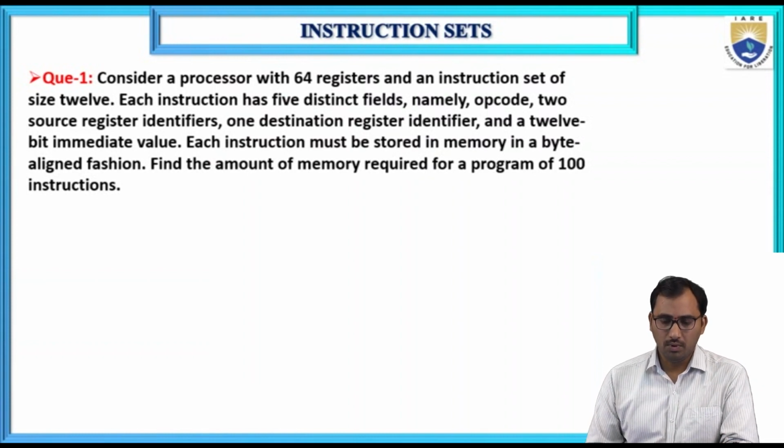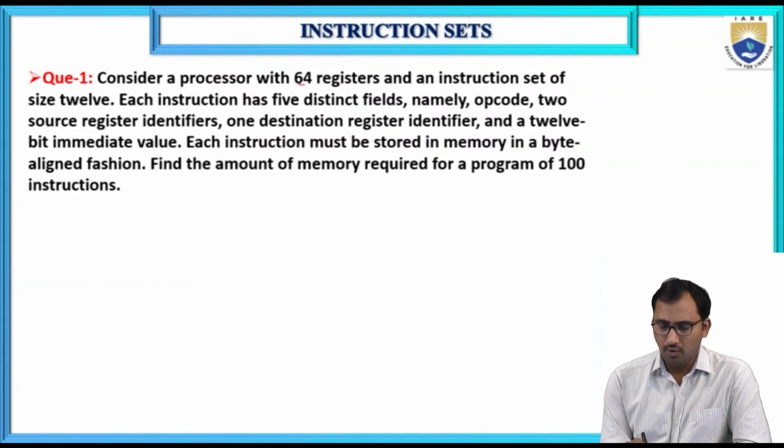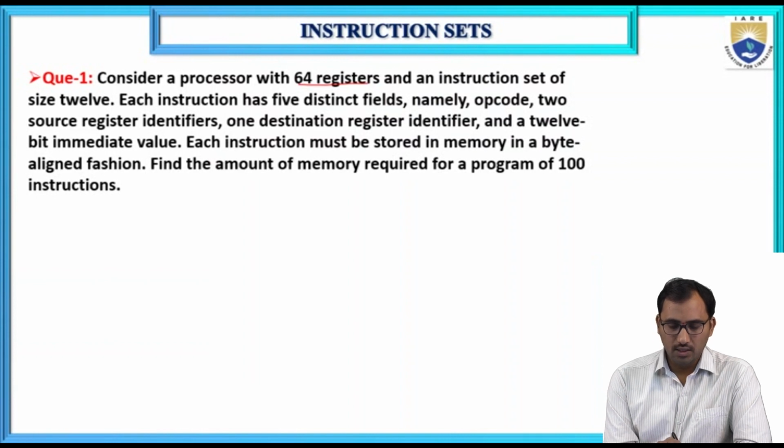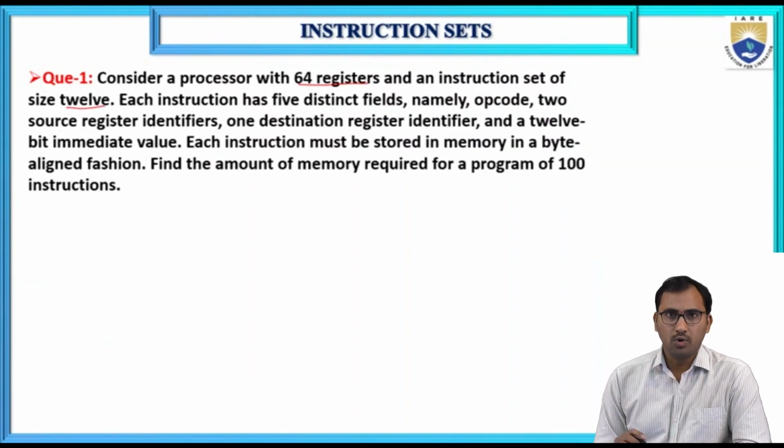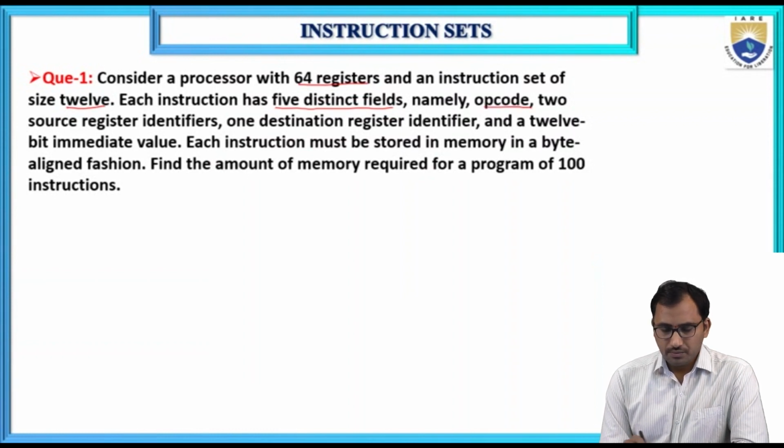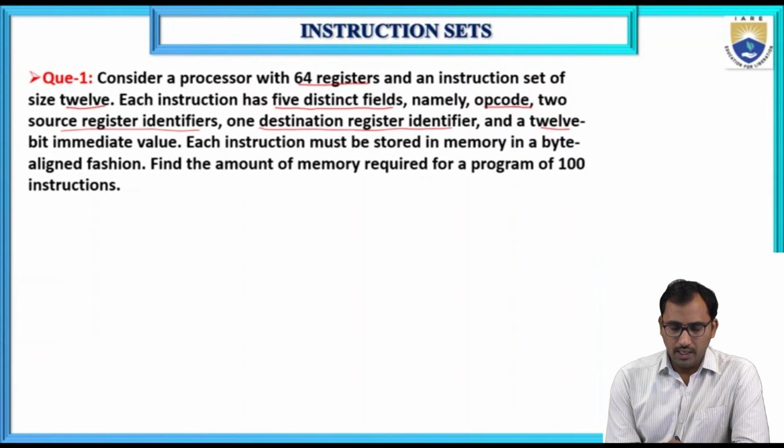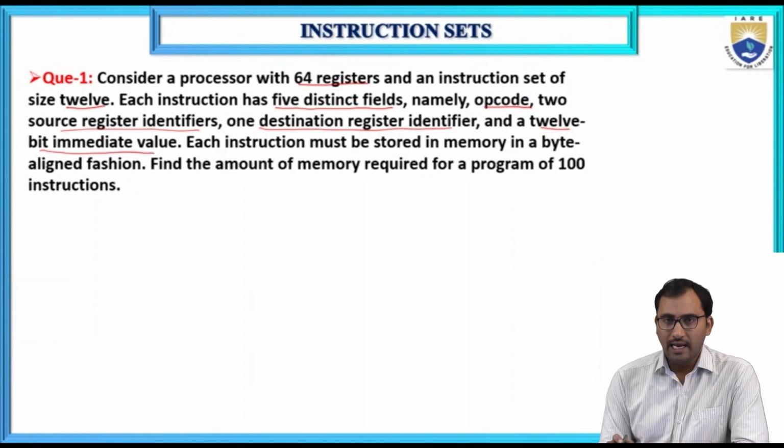So, the first problem is, consider a processor with 64 registers and an instruction set of size 12. So, we are considering a processor that has 64 registers and an instruction set of size 12. That means that processor has 12 instructions. Each instruction has 5 distinct fields, namely opcode, 2 source register identifiers, 1 destination register identifier, and a 12-bit immediate value. So the instruction has a total of 5 different fields.